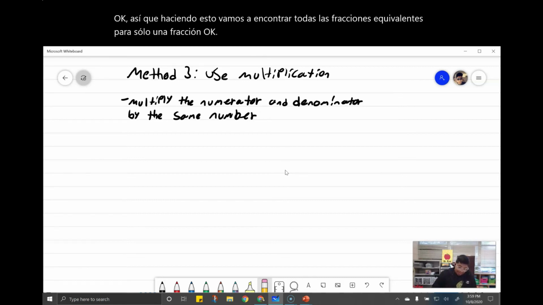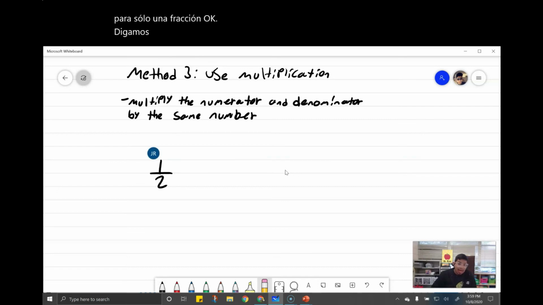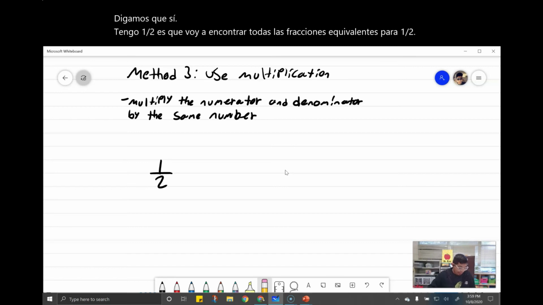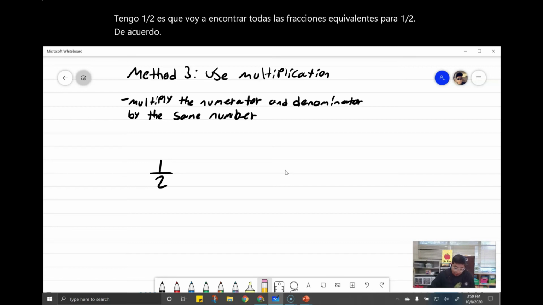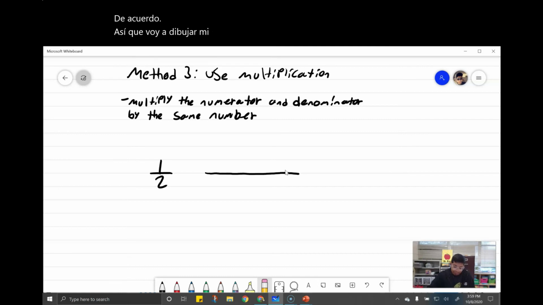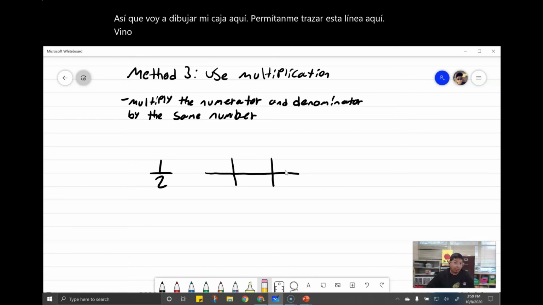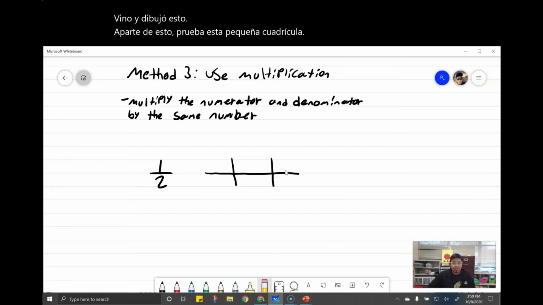Let's say I have a half, okay? I have a half, and so I'm gonna find all of the equivalent fractions for a half by multiplying, okay? So I'm gonna draw my box right here. Let me draw this line right here. Okay, and I'm gonna draw this. So it's not a box, I'm gonna just draw this little grid. And I'm gonna find all the fractions that are equivalent to a half, okay?